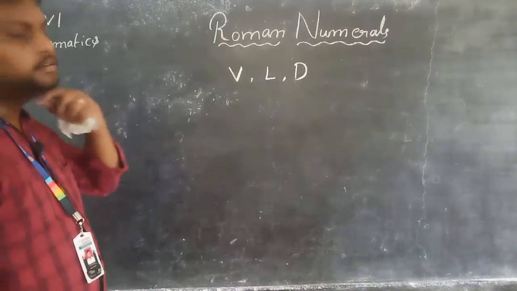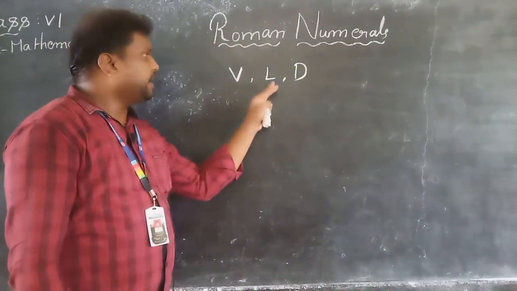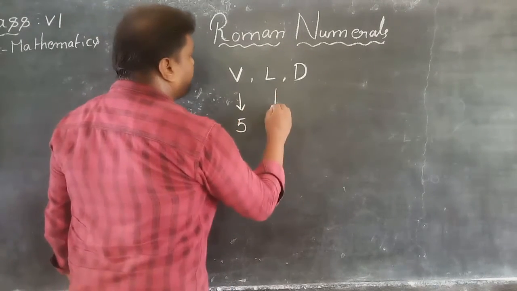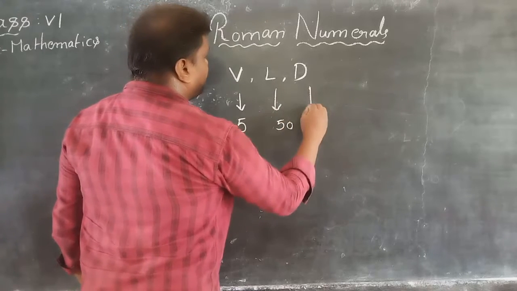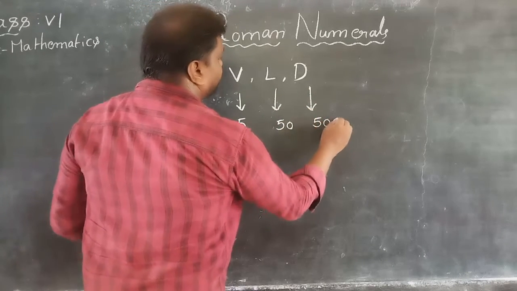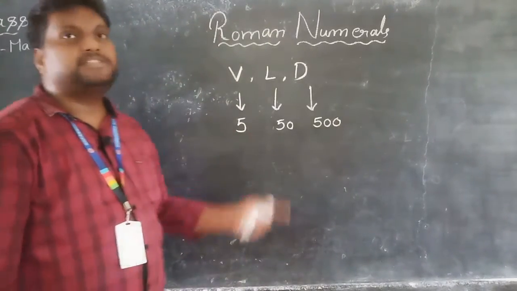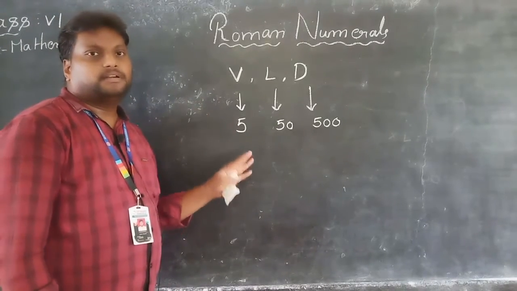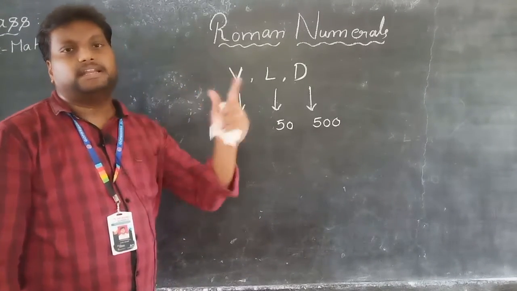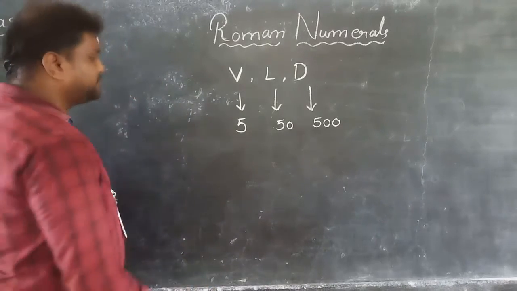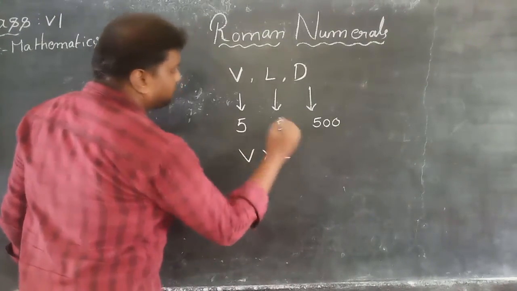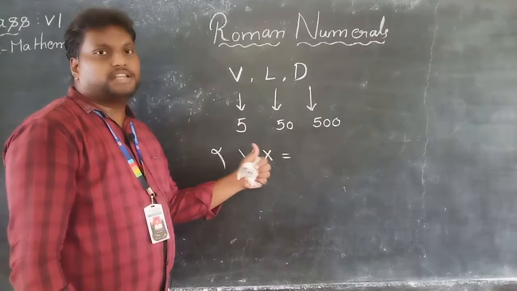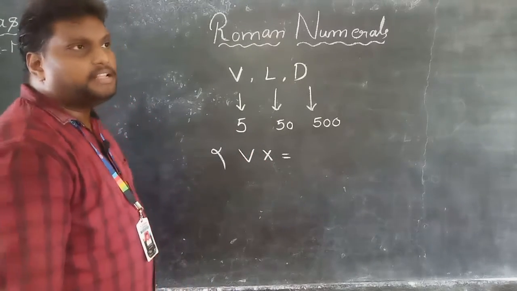These symbols V, L, D. Observe, V means 5, L means 50, D means 500. These symbols didn't use left side of any numeral. Left side of any numeral means like that. This is wrong. Okay, 5 values didn't use left side of any numeral symbol.